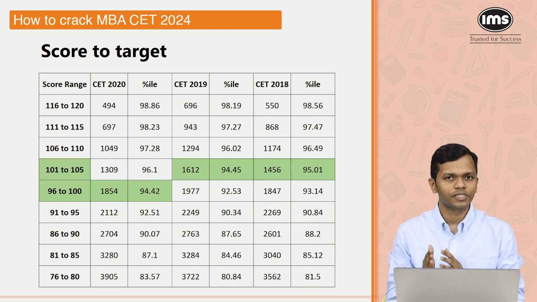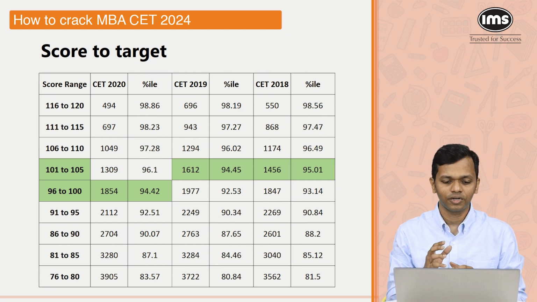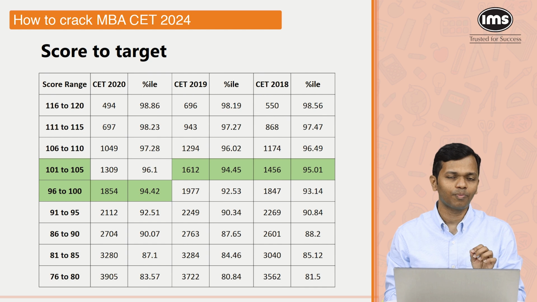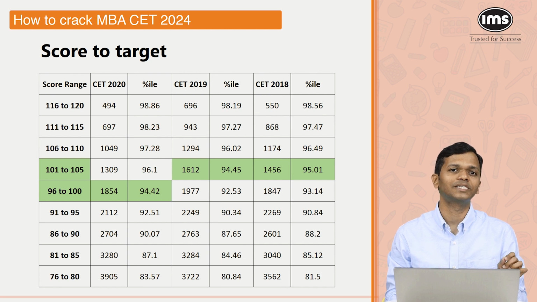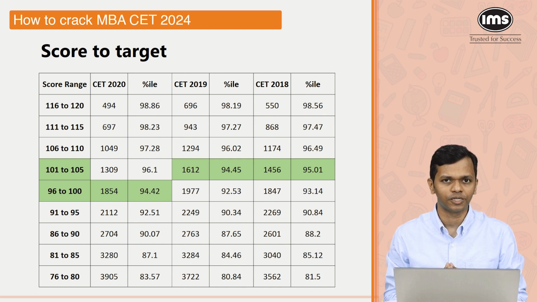Continuing on the score versus the percentile, if you look at the score range of 96 to 105, that is where typically a 94-95 percentile lies. And why that is important is because if you're targeting top 15 institutes through the Maharashtra CET, that's the figure that you should be aiming for. So at no point you should be aiming for a score which is less than 100. You should always be targeting more than 100 if you want to get into the top 15 institutes.